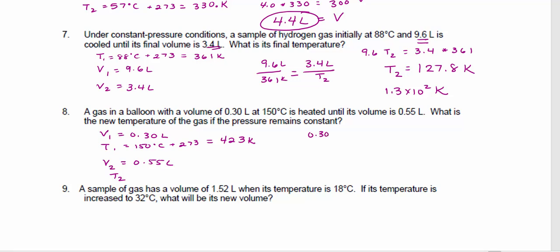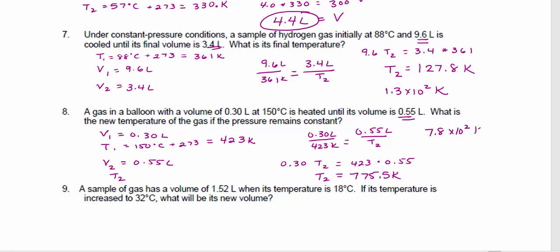So we fill in our equation. So we have V1 over T1 is equal to V2 over T2. And T2 is what we don't know. So we cross multiply and then do the arithmetic. So 423 times 0.55 divided by 0.3, we get a T2 value of 775.5 Kelvin. Check your significant digits. We have two significant digits here, so we can only report two significant digits. So this would be 7.8 times 10 squared Kelvin.